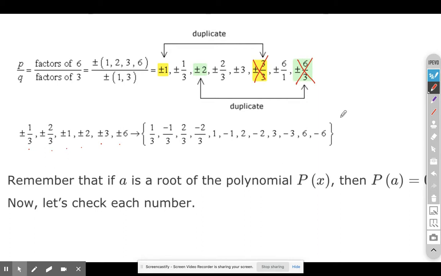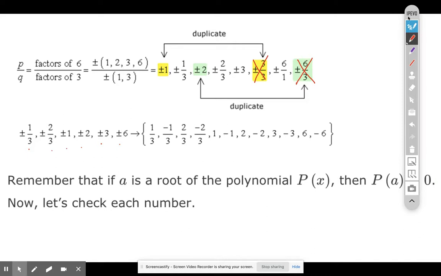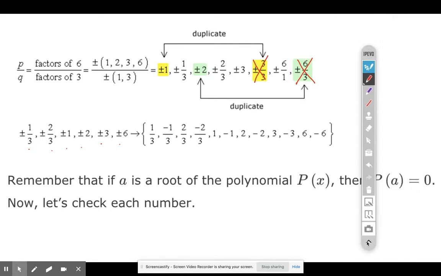Now, because this is a cubic, we can have up to 3 roots. Remember that if a is a root of a polynomial, then if you plug that root into the polynomial, you'll get 0. So let's check each number. We'll take the 1/3, we'll take the negative 1/3, we'll plug in each number until we find which 3, up to 3, will be the actual roots.